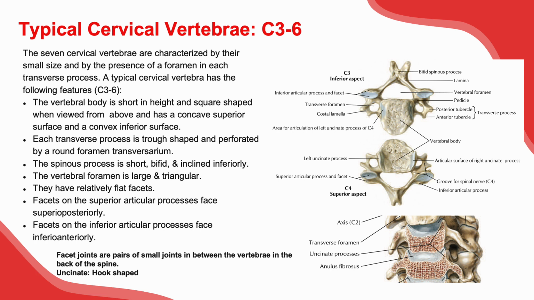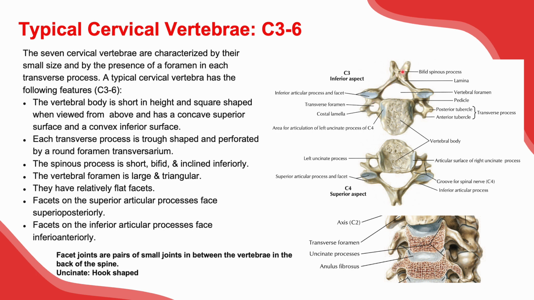A typical cervical vertebra has specific features, which are that the body is short in height, as we see here, and it is square in shape. When viewed from above, its superior surface is concave, and when viewed from below, its inferior surface is convex. As we already said, each transverse process is perforated by a round foramen transversarium. So the name of the foramen in the transverse process is called foramen transversarium.